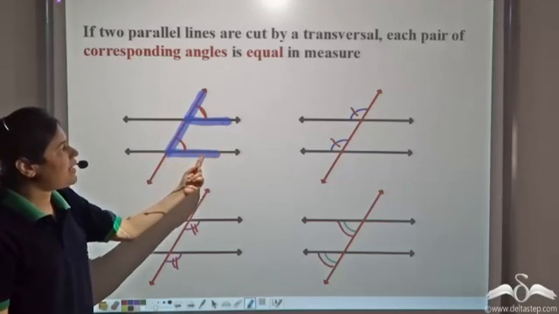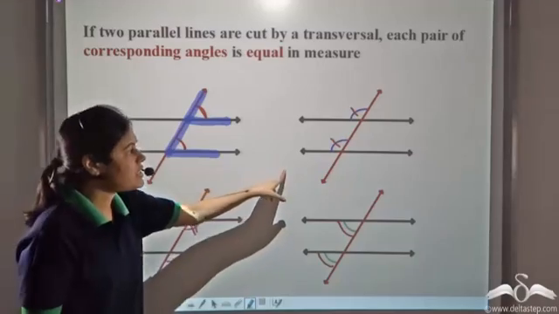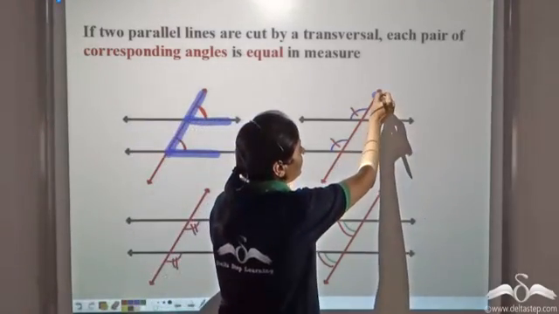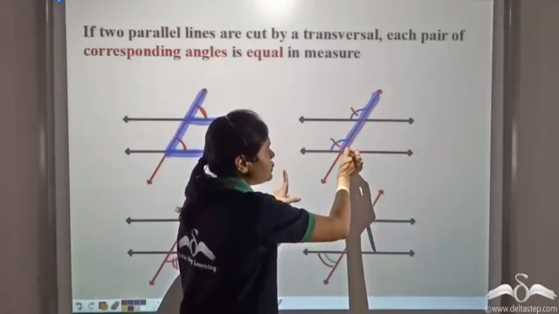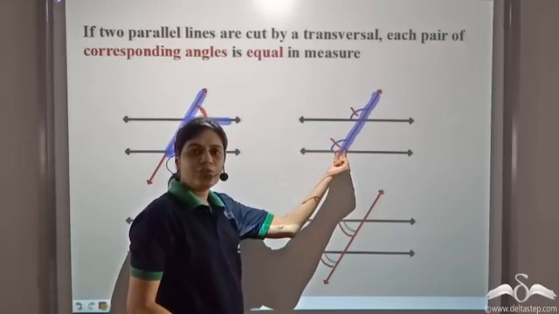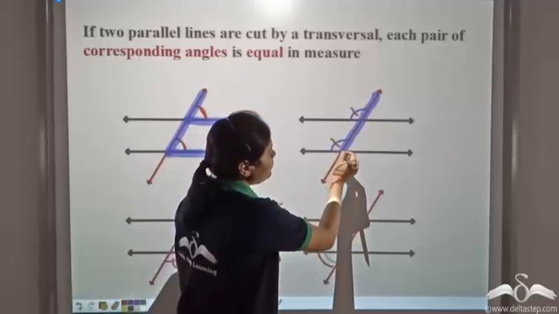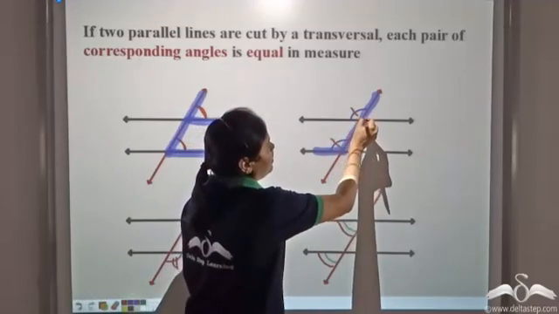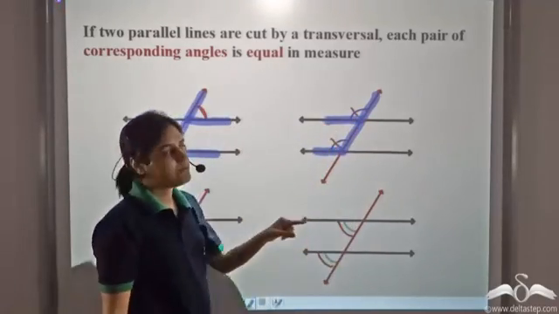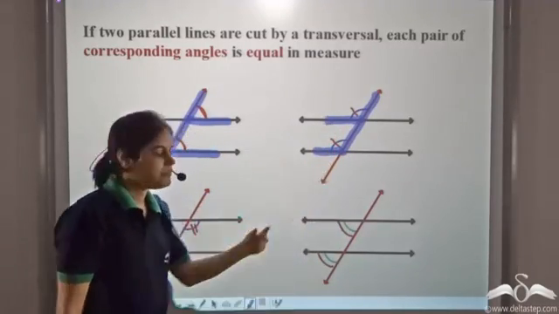So we see that an inverted F is formed. What about this case? Again, we draw a line on the transversal. I stop here because our angle is still here only, and we need to include these 2 angles. And I include these 2 angles. So again we see that an inverted F is formed.